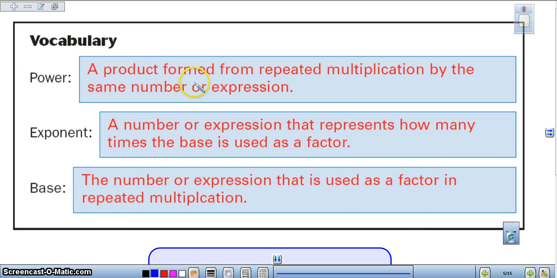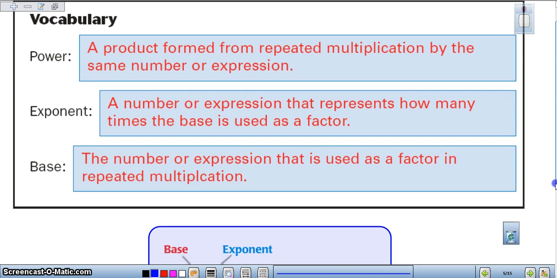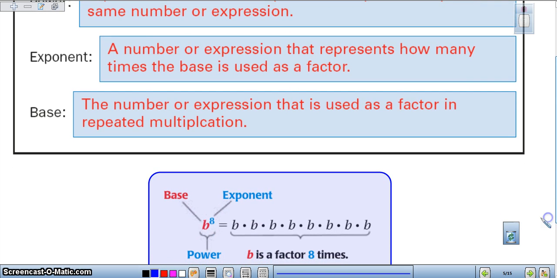Power. A power is the product formed by repeated multiplication by the same number or expression. That's our definition of a power. The exponent is the number in the expression representing how many times the base is used as a factor. What does that mean? It means the whole thing is your power. The exponent tells you how many times the b is written.